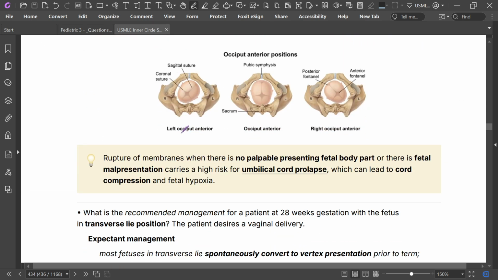Rupture of the membrane when there is no palpable presenting fetal part, or there is fetal malpresentation, carries a high risk of umbilical cord prolapse, which can lead to cord compression and fetal hypoxia.